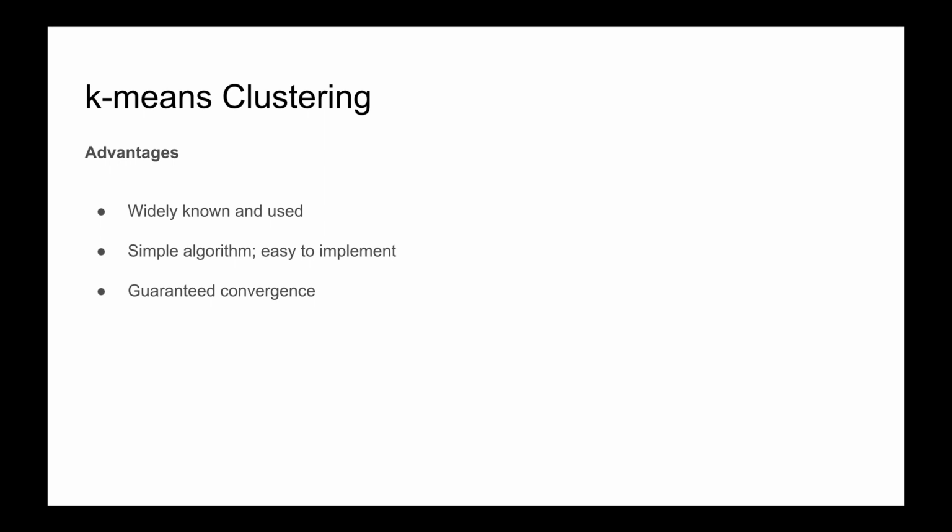So I want to talk a little bit about some of the advantages and disadvantages of this, and then later we're going to actually see it run on different kinds of data, and we'll see how well it performs there. So it's widely known and used, very popular. Like I said, it's a fairly simple algorithm. You saw it's really only like 4 steps, and in lines of code, it's not that long either. Simple algorithm, easy to implement. One big perk is that it's guaranteed to converge. It's pretty nice.